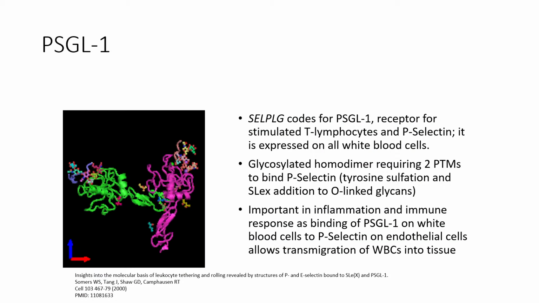PSGL1 is coded for by cell PLG, and it's the receptor for stimulated T lymphocytes, and p-selectin is on all white blood cells. It is a homodimer, and as I said, is important in inflammation and the immune response.